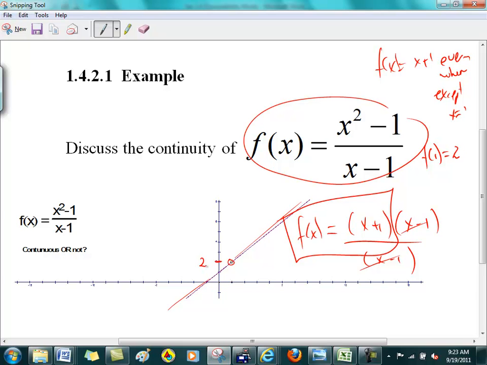Right? So that's what removable discontinuity means. You can redefine the function and make it continuous. So you do it by factoring and canceling things out. That's the way you remove a discontinuity. Guys, with me on this? Yeah.